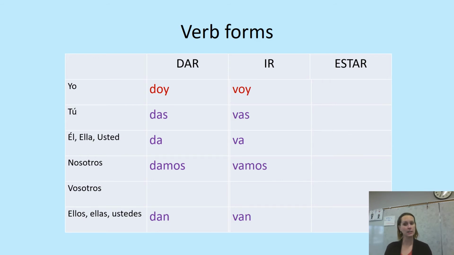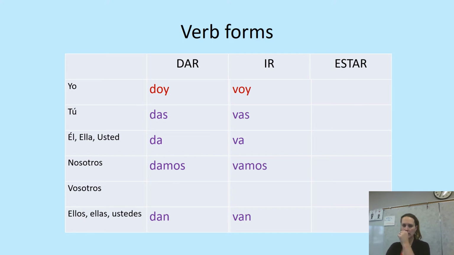¿A dónde vas? Where are you going? Nosotros vamos al café. We go to the cafe. Los alumnos van a la clase de inglés. The students go to English class. Okay. So those are the forms of ir, to go.